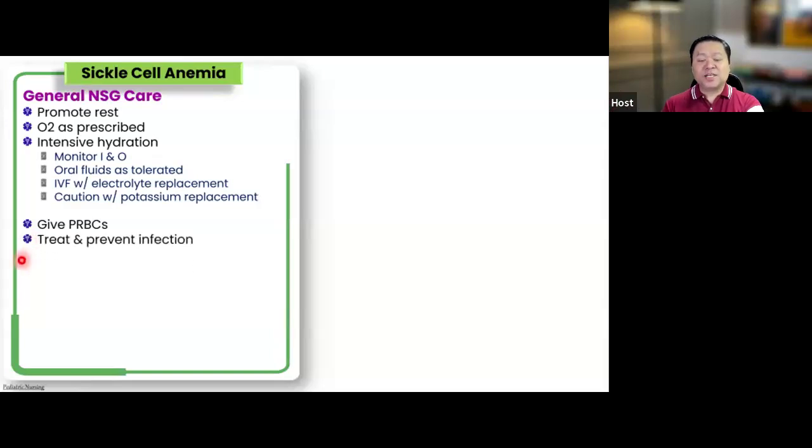Now, we also need to treat the patient for infection, because they are really prone to develop infection.